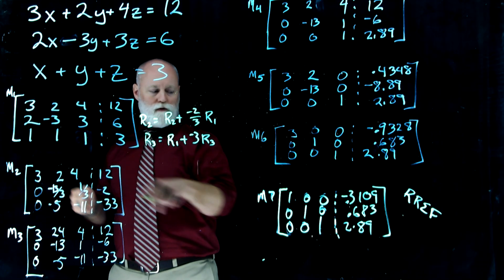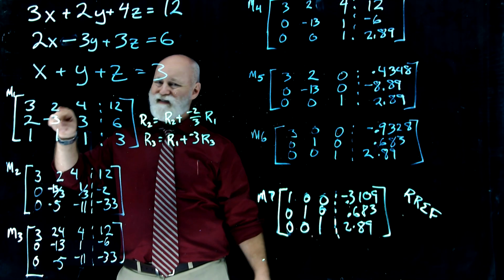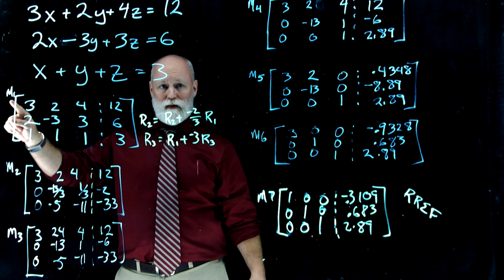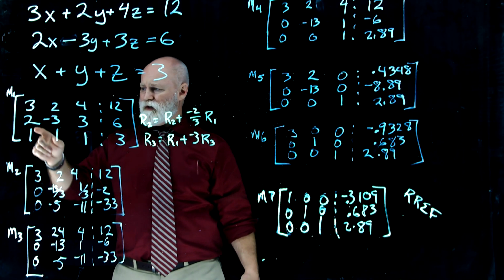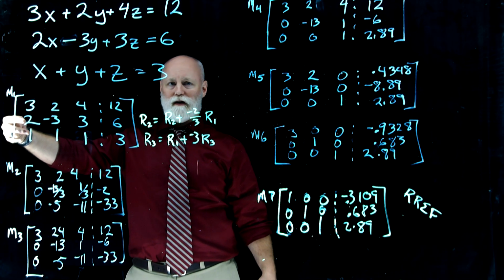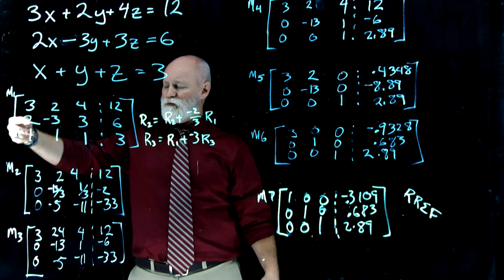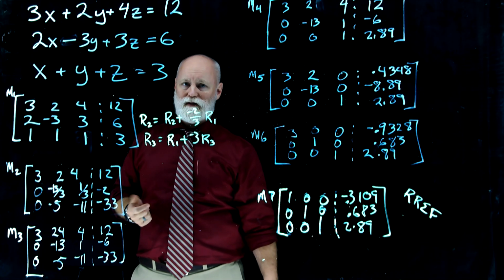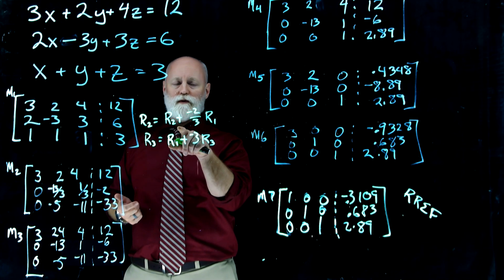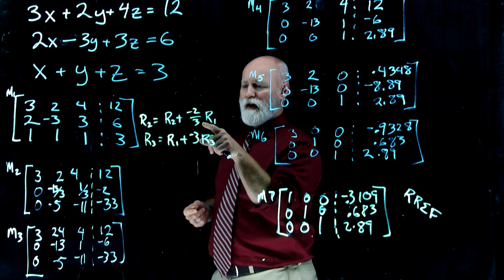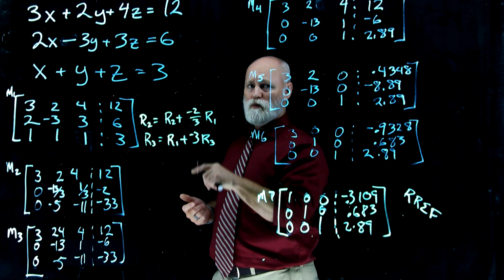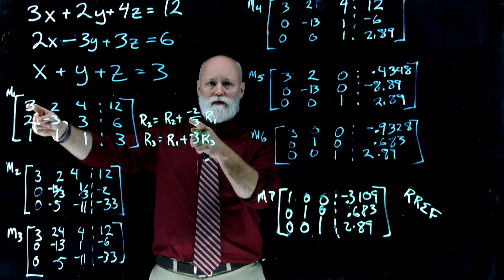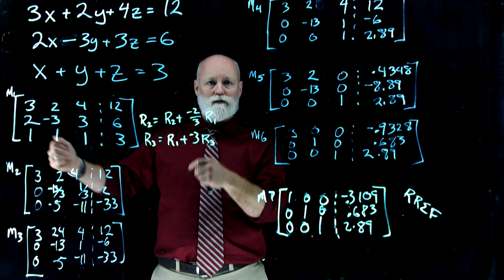So my goal is this. This is where I'm starting, right here, what I'm designating as M1, matrix 1. My goal here is to get these two positions, the first column, second row and third row, to be zeros. So I'm going to take row 2, and I'm going to add -2/3 of row 1 to it. That's going to be 3 times -2/3 plus 2, which gives me 0.